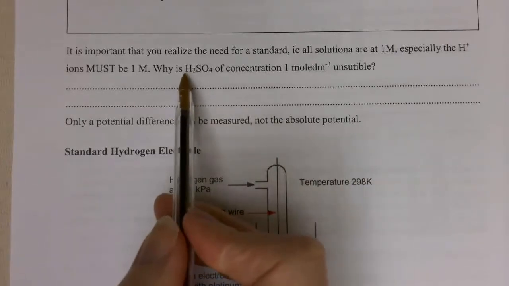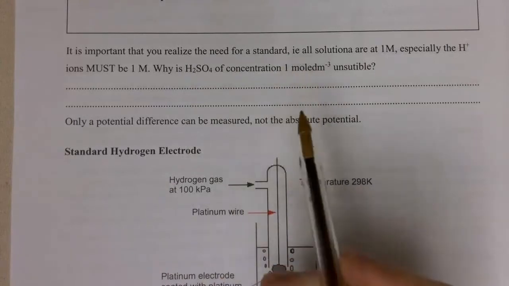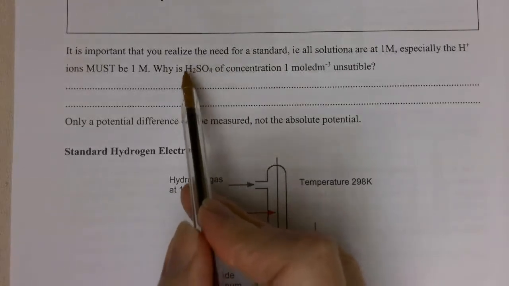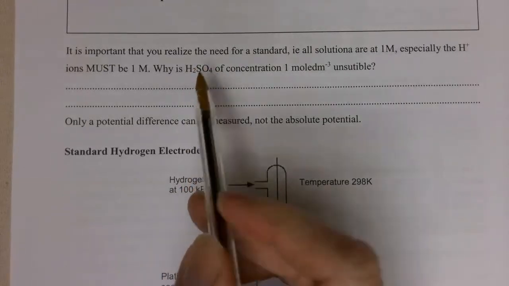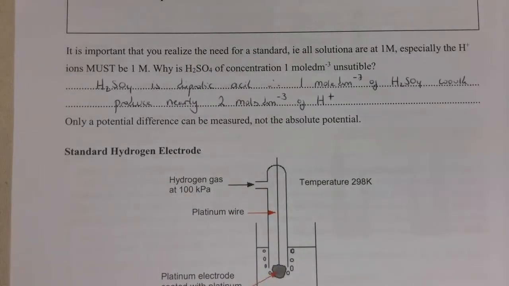But for example here, sulfuric acid of concentration 1 would be unsuitable because sulfuric acid is a diprotic acid. So 1 molar H2SO4 would actually release 2 moles of hydrogen ions. So because it's this diprotic acid, 1 molar H2SO4 would be near enough 2 molar hydrogen ions. So it's important that you watch that one. Remember, all solutions that we're measuring must be 1 molar.